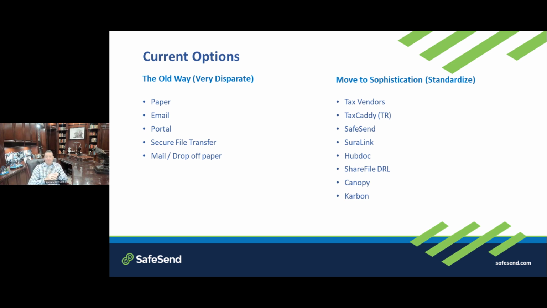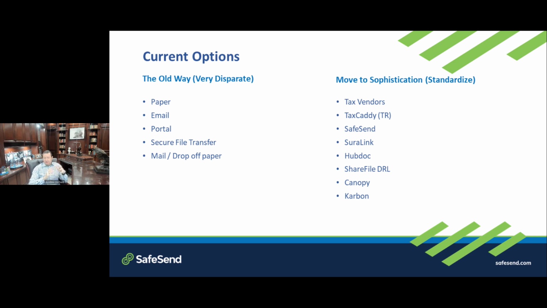So why move to sophistication? Why move to standardize? Well, I think the reasons for standardizing are obvious, but to standardize this process and make it more transparent and more trackable, you really need technology to get involved. And there's tax vendors that have been moving in this direction. Products we mentioned earlier, like SurePrep's TaxCaddy, is a front-end data gathering product recently acquired by Thomson Reuters. That was really the one product out there that was hitting this in a pretty major way.